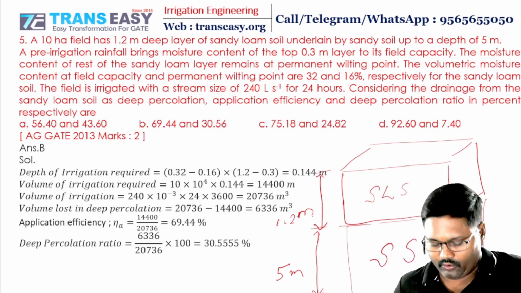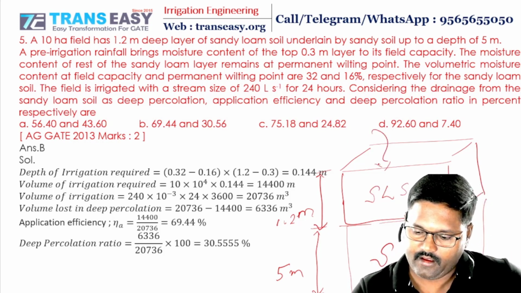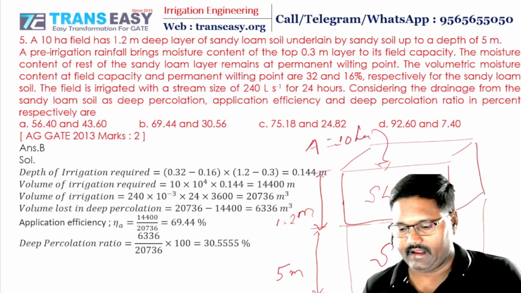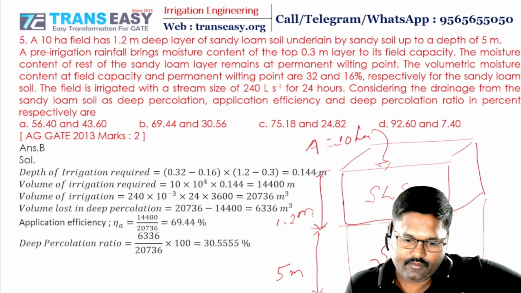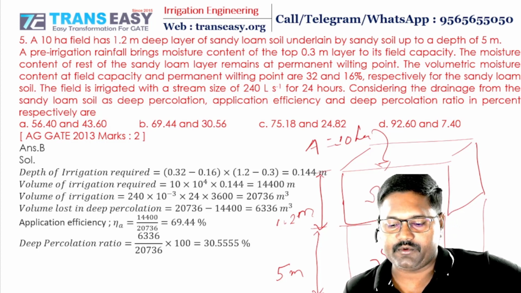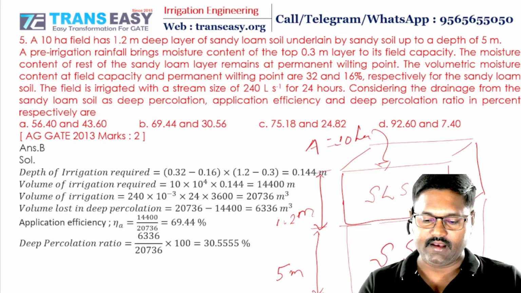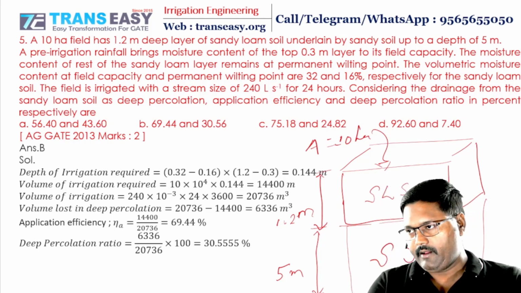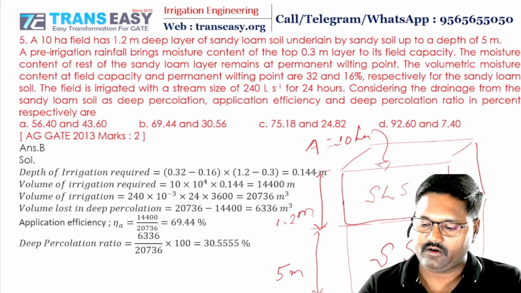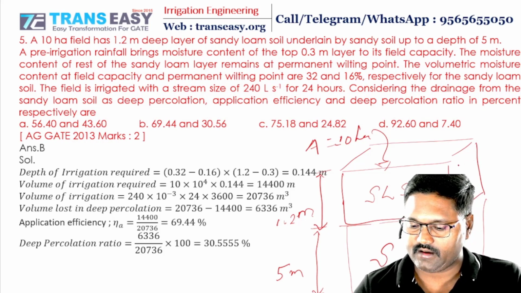This is sandy loam soil, and area 10 hectare. Field area is 10 hectare. A pre-irrigation rainfall brings moisture content of the top 0.3 meter layer to its field capacity. Before irrigation, rainfall brings moisture content of top 0.3 layer to its field capacity.